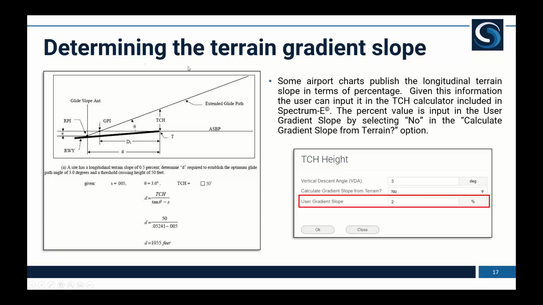So the software Spectrum allows you to determine the terrain gradient slope. Some airports will publish the longitudinal terrain slope in terms of percentage. Given this information, the user can input it into the TCH calculator included in Spectrum E. The percent value is input in the user gradient slope by pressing No in the Calculate Gradient Slope from Terrain option. You press No here, this option becomes activated, and you can enter in your custom gradient slope. And that would typically be provided in an aeronautical chart.